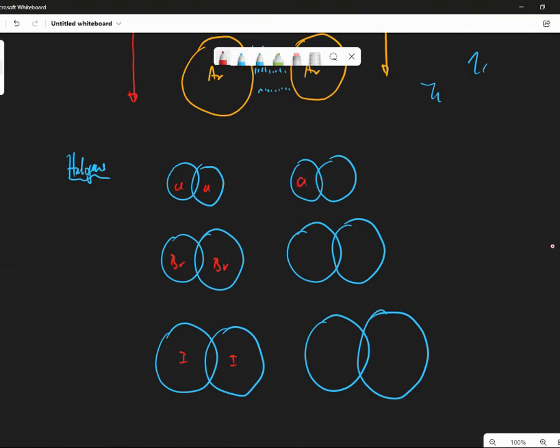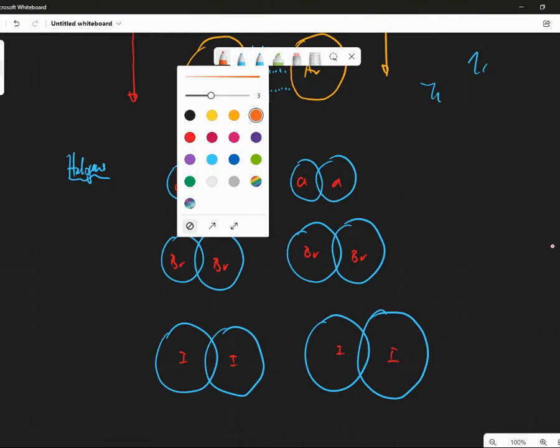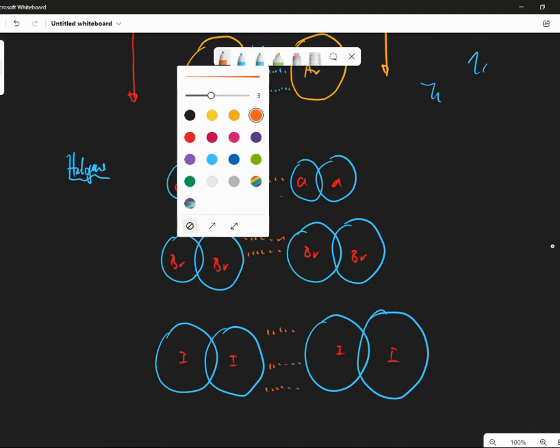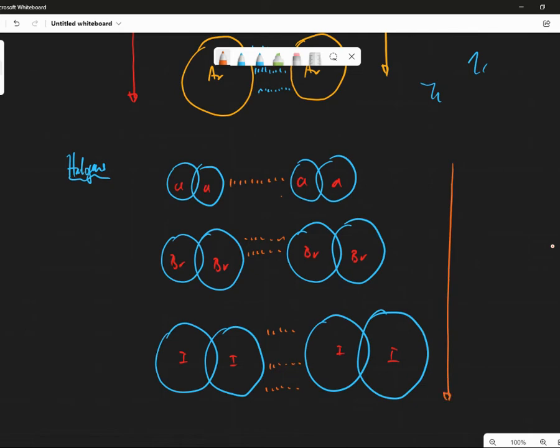All right. So this is chlorine. This is bromine. And this is iodine. Now the interactions between these guys, chlorine and chlorine, bromine and bromine, iodine and iodine, we can see this here, can't we? So as you go down, the melting points and the boiling points increase.